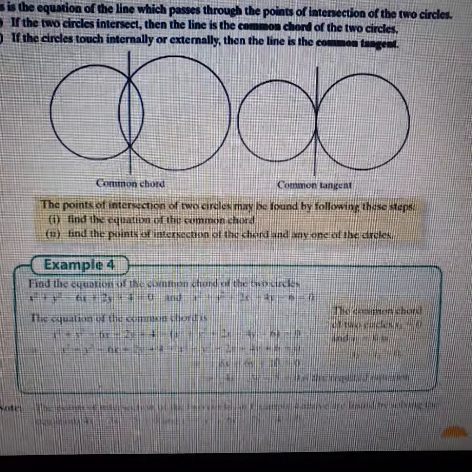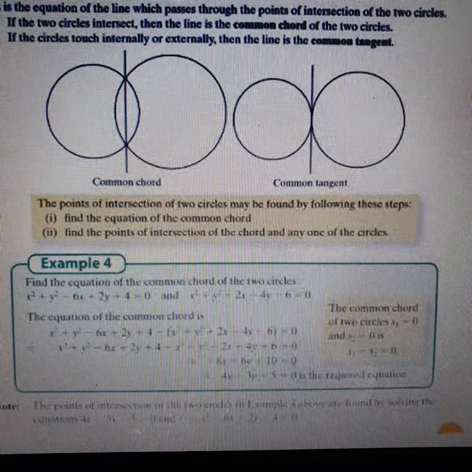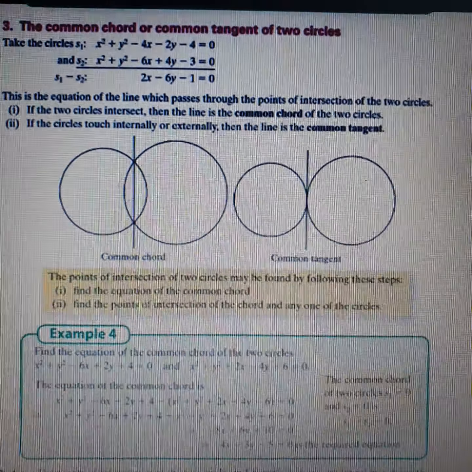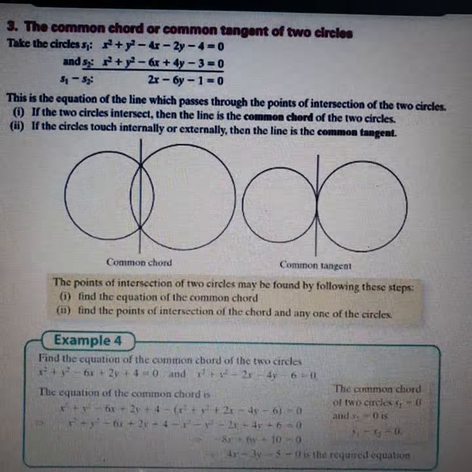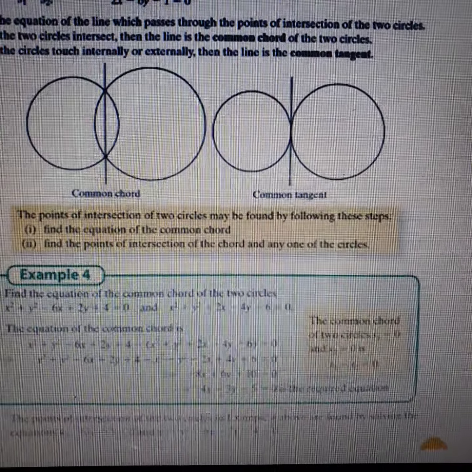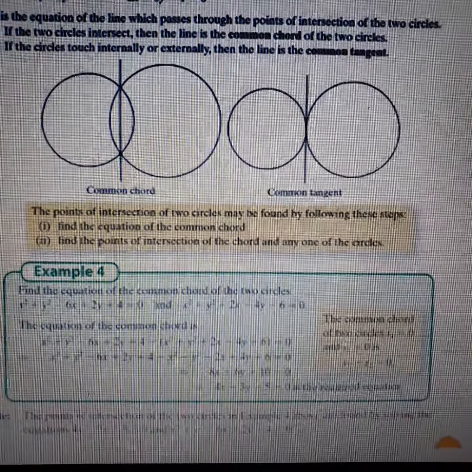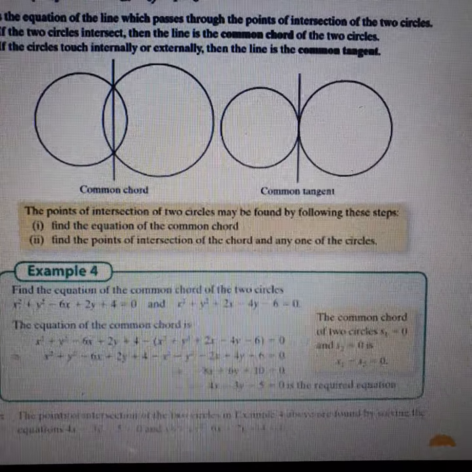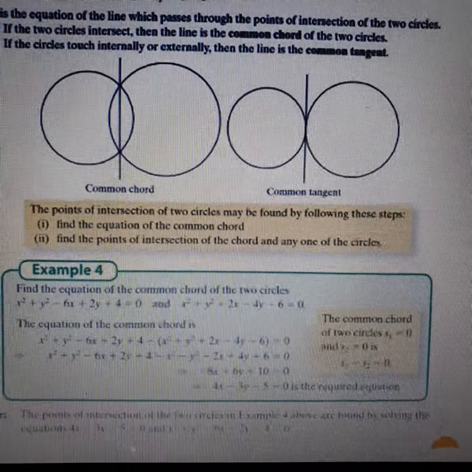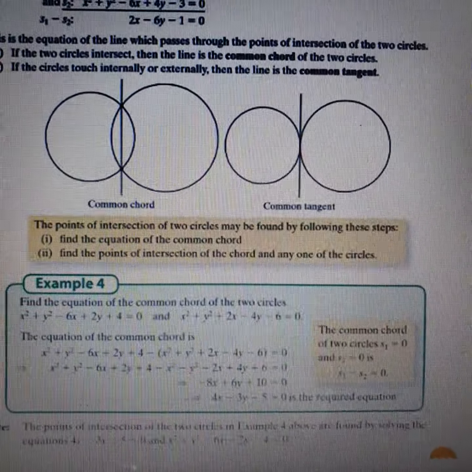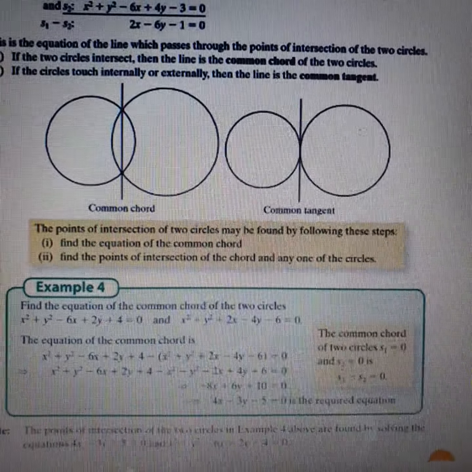So the points of intersection of two circles may be found by following these steps. This is how we'd work it out if we couldn't work it out through simultaneous equations, because they're both in that second degree form. First, find the equation of the common chord. Then find the points of intersection of that chord with any one of the circles. Any one of the circles will give it to you.